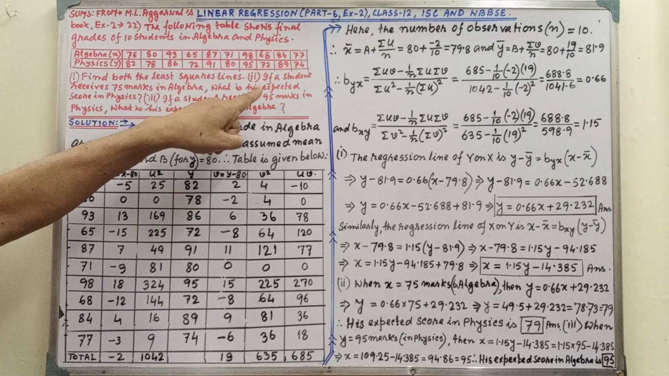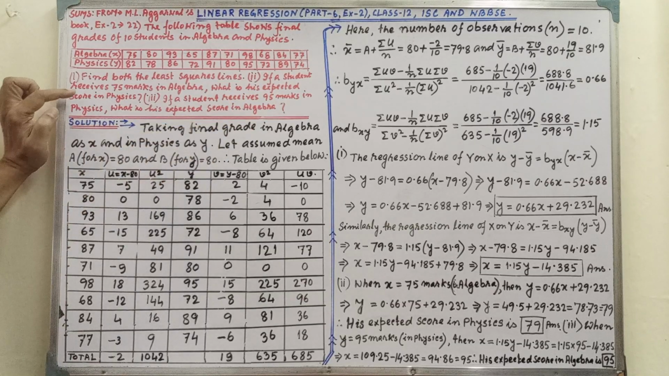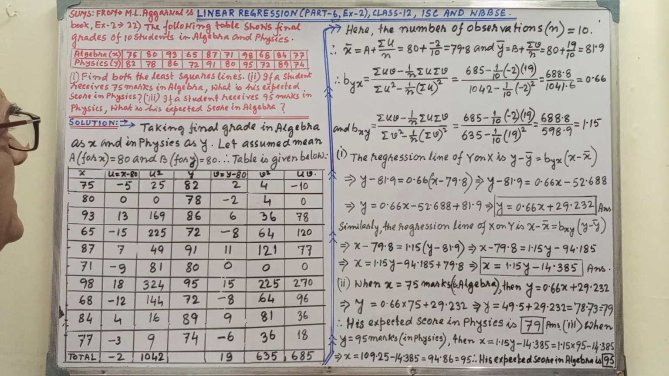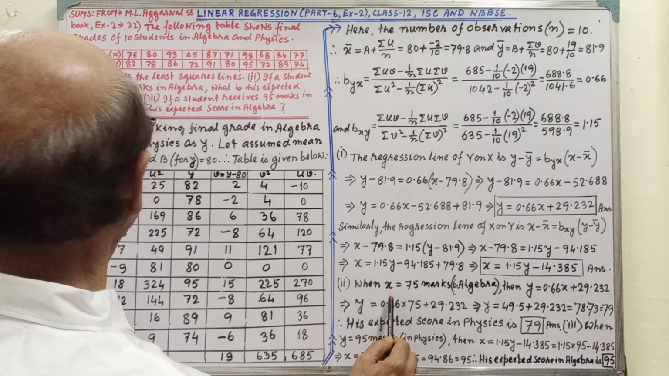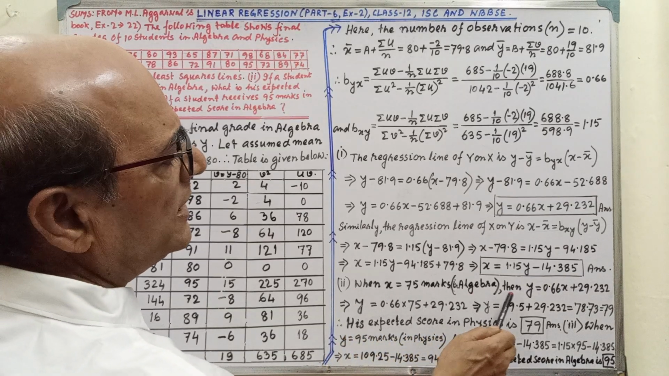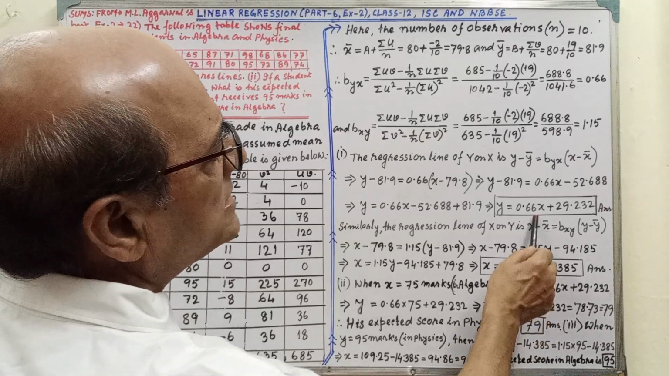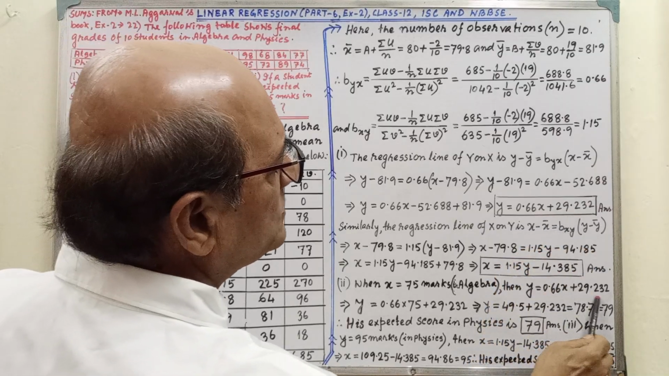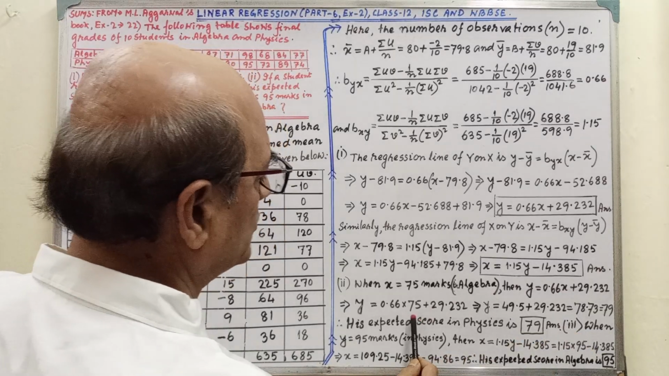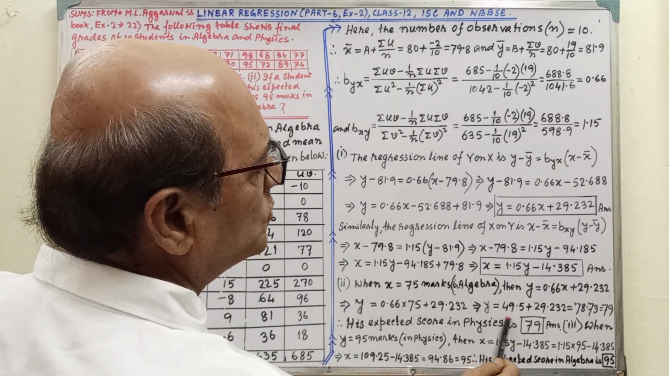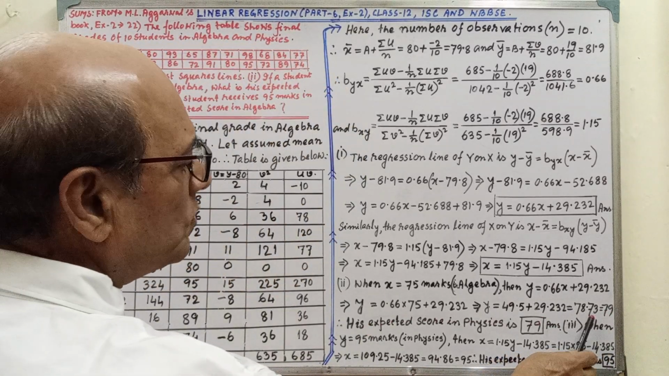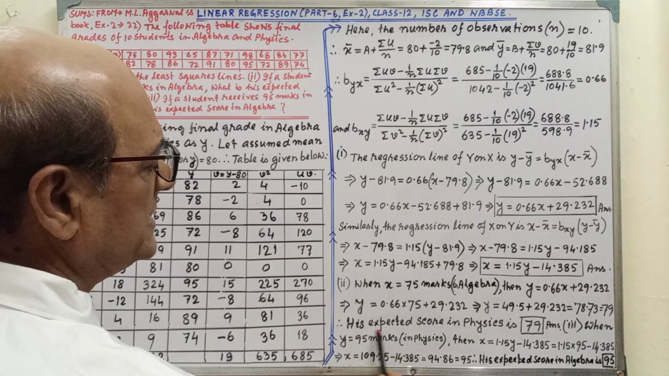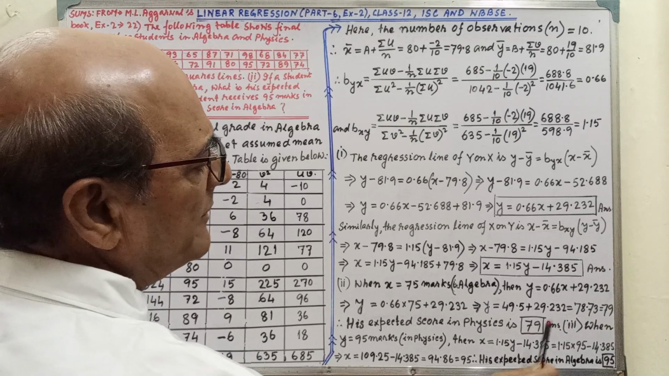Then we have to find out part 2, if a student receives 75 marks in algebra, what is his expected score in physics? Part 2, when x equal to 75, that is given marks in algebra, then y equal to this, this is the formula. After writing this formula, in place of x we have to put 75, then simplifying we are getting finally 79. Similarly, the statement we have to write is, his expected score in physics is 79.